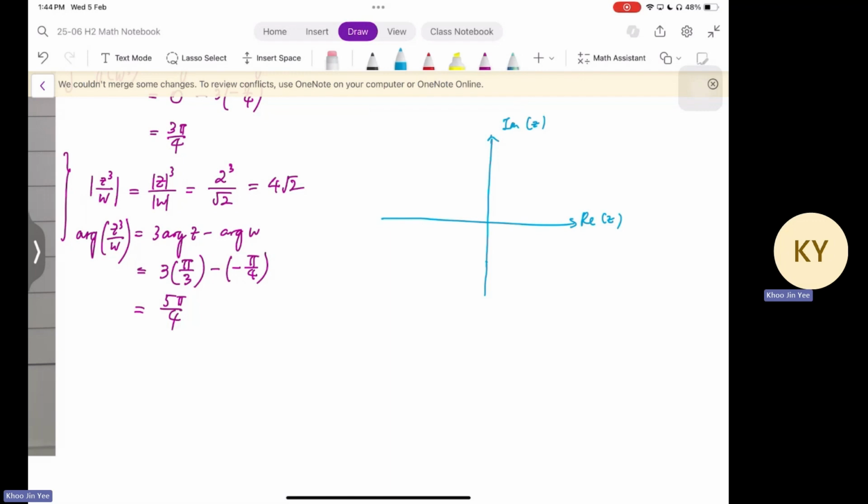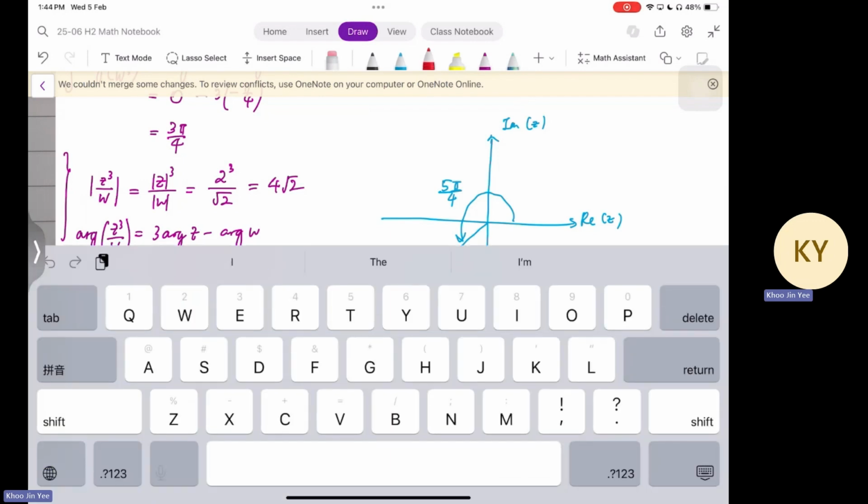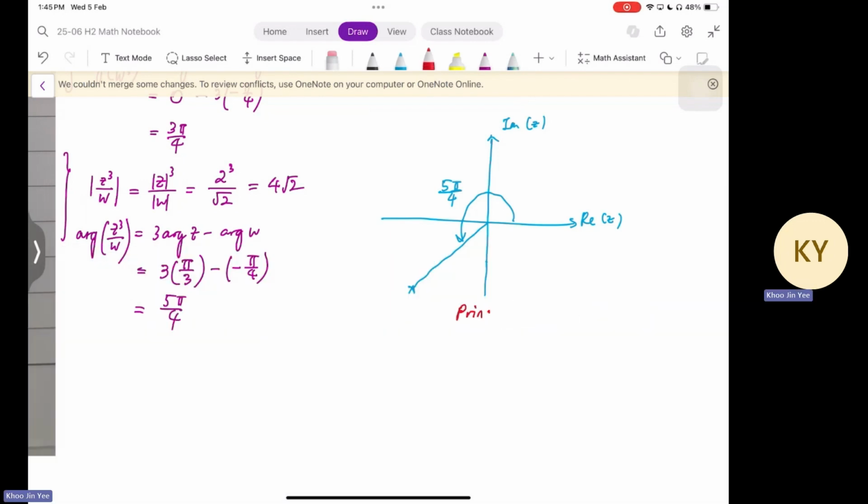225 degrees, right? Technically speaking, if you were thinking in basic trigo, this is your argument over here. So this is 5 pi over 4. But the problem is that the principal value of your argument would be between negative pi and pi, and 5 pi over 4 exceeds this, correct?